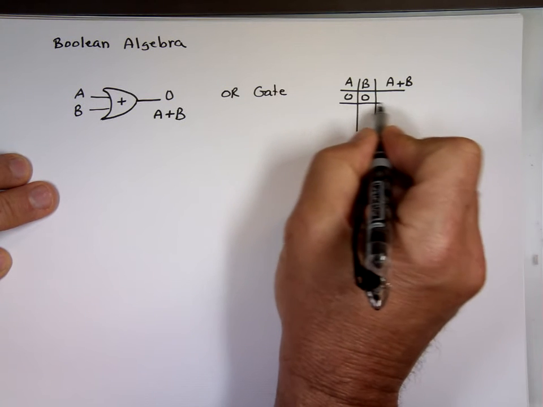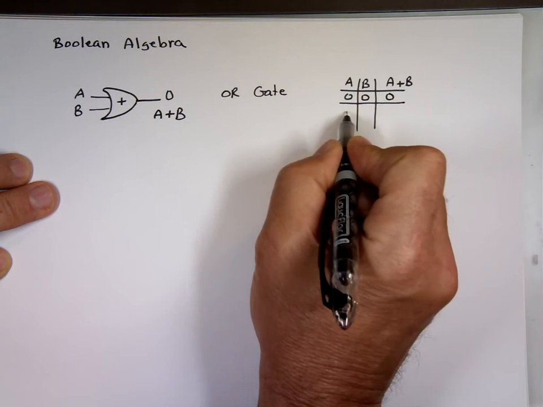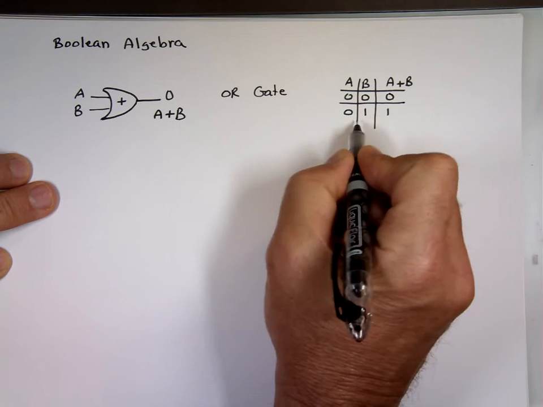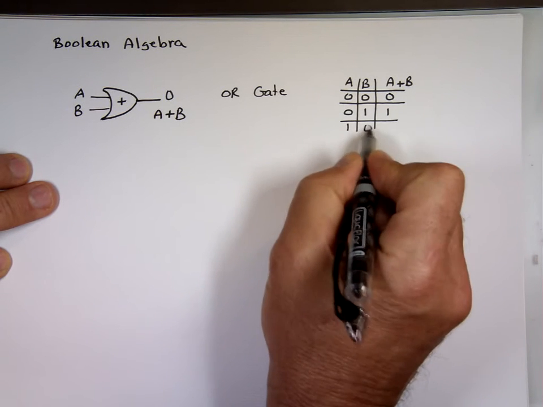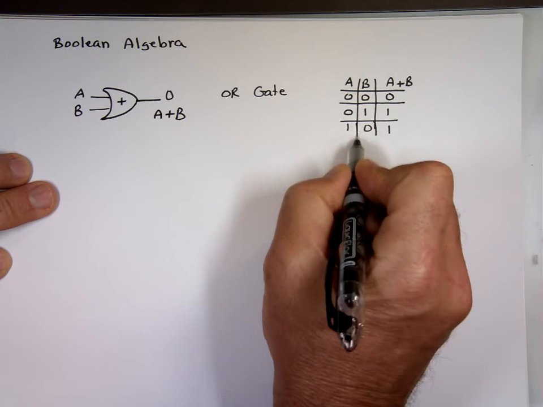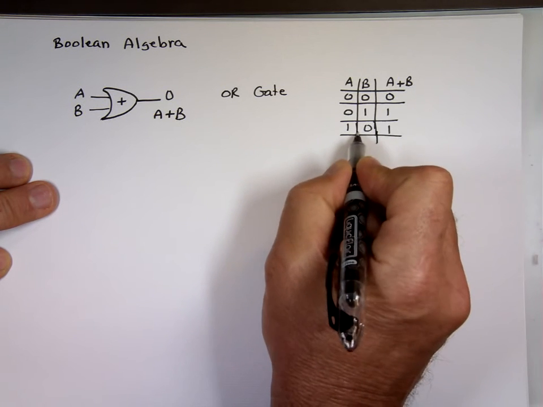if both inputs are 0, the result is 0. 0, 1, the result is 1. 1 and 0, the result is 1. And 1 and 1, the result is 1.